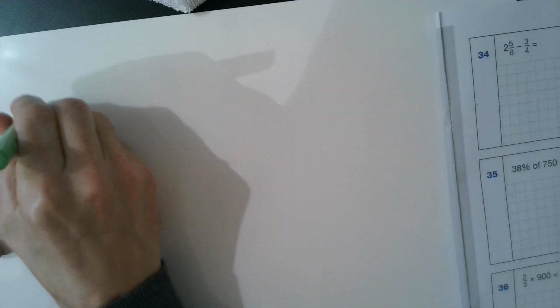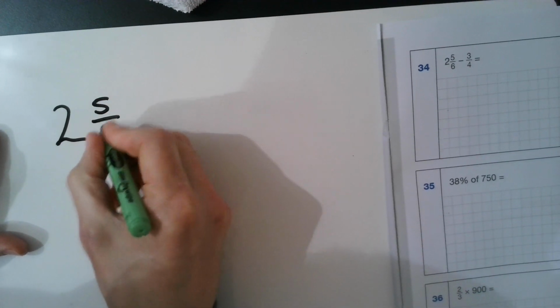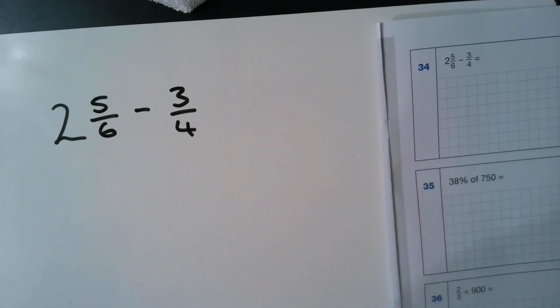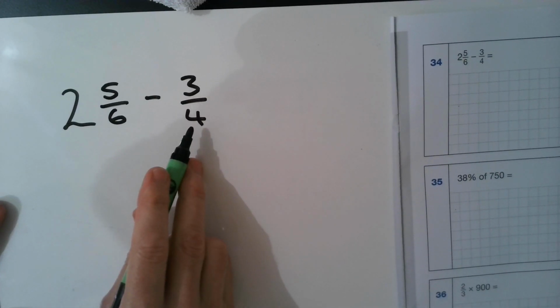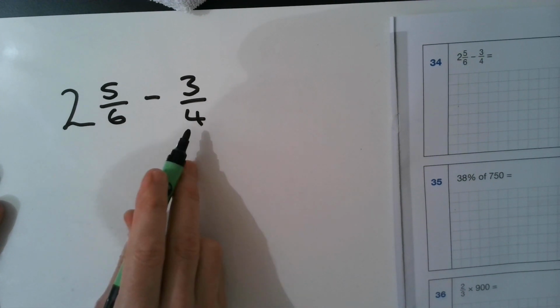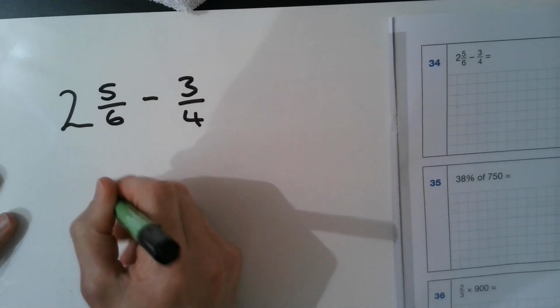So we got 2 whole ones and 5/6, and we're going to subtract 3/4 from that. So let me see. The lowest common multiple of 6 and 4 is 12. We could change those into 12ths or 24ths. So we're going to change them into 12ths.